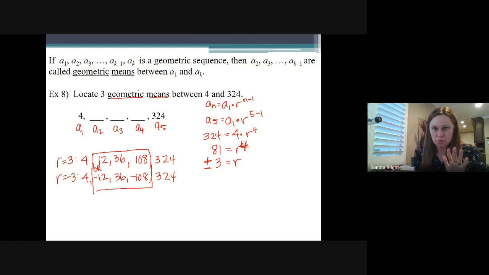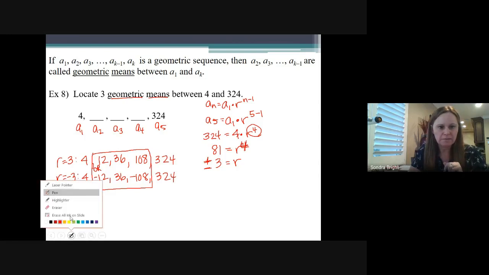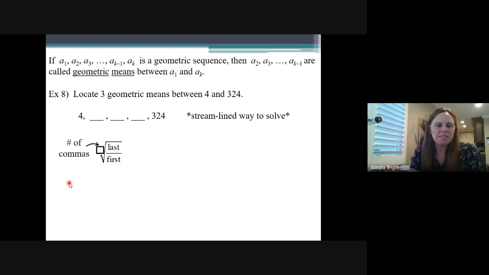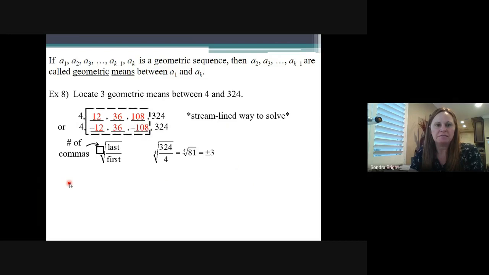Here's what we did. We took the last term and divided it by the first term, last divided by first, and then I took the 4th root. And that's how many commas? 1, 2, 3, 4 commas. So that's the streamlined way. The number of commas is the root, and you're taking that root of the last divided by the first. So 324 divided by 4, the 4th root of 81 is plus or minus 3. Positives or the negatives, there's your answer. So either way you want to do it, I don't care.